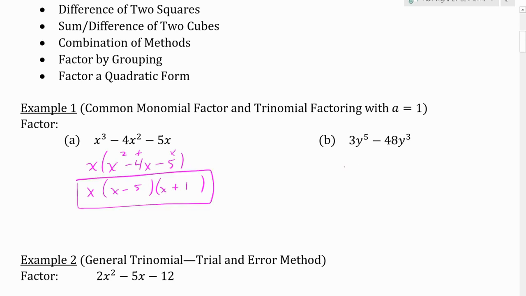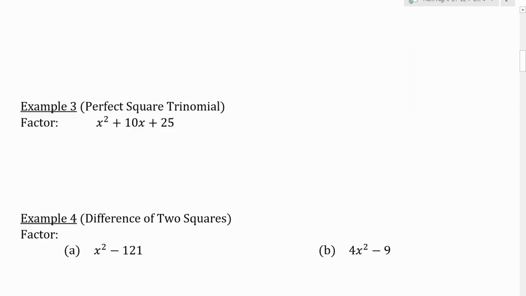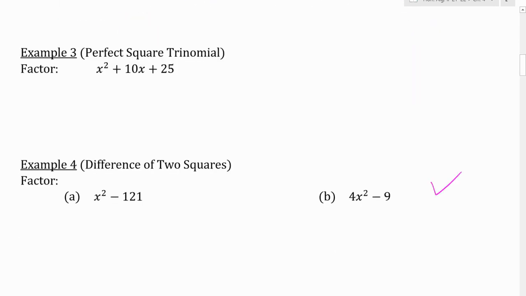This one, greatest common factor is what? 3y cubed. That leaves a y squared minus 16. Now, since I only put this in the title, I should probably stop for a second, go do these, and I'll come back. So, difference of two squares.